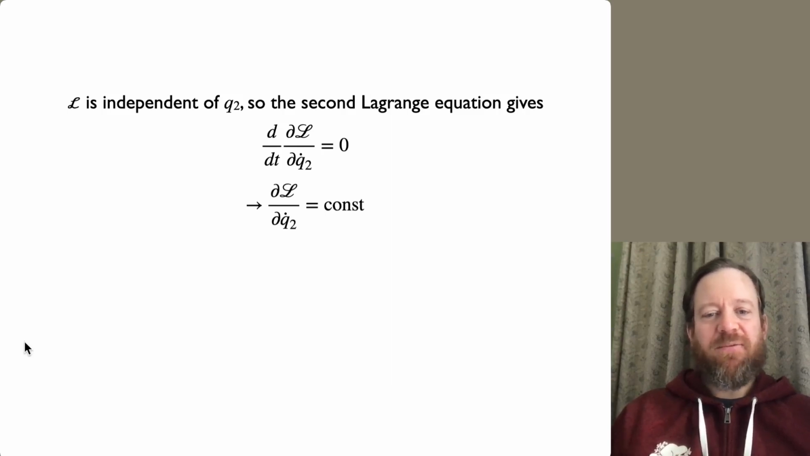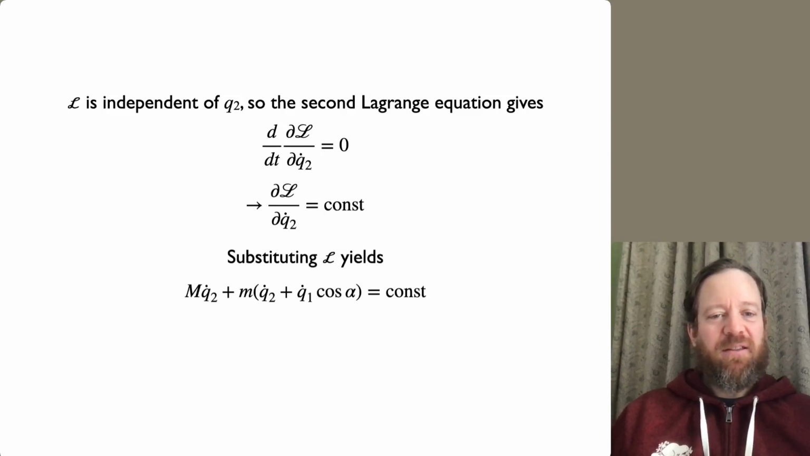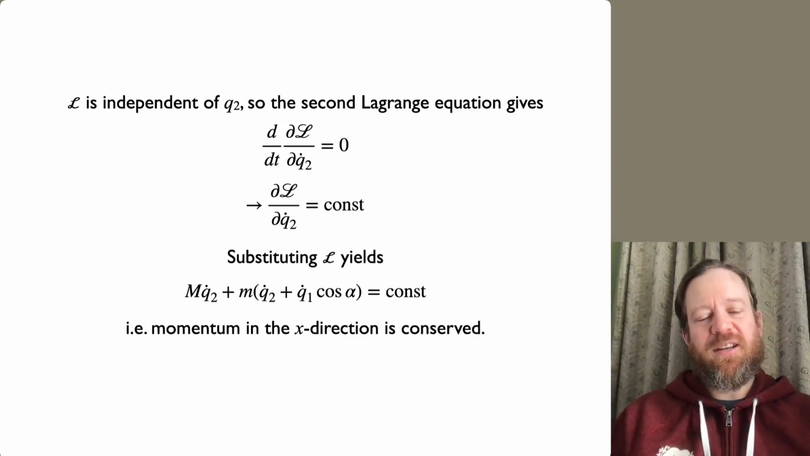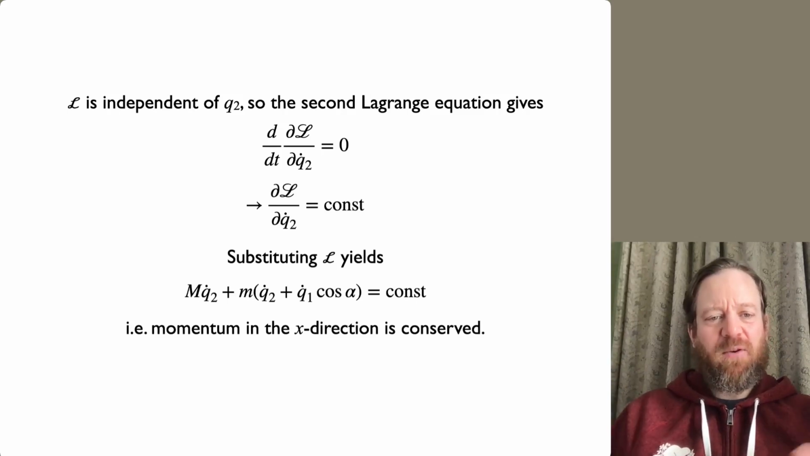We now substitute in for our Lagrangian, and when we do that, the following equation is yielded: big M times q2 dot plus little m times q2 dot plus q1 dot times the cosine of our wedge angle is equal to a constant. And this is just an expression of the conservation of linear momentum. In particular, linear momentum in the x direction. Let's see how that comes about. q2 dot is just going to be the speed that our wedge is moving along in the x direction. So if we multiply the mass times the speed, of course, this gives the momentum of the block, or sorry, of the wedge.